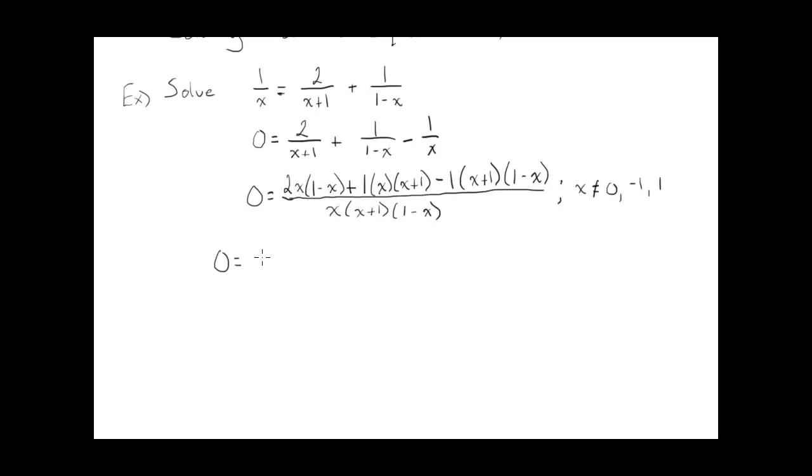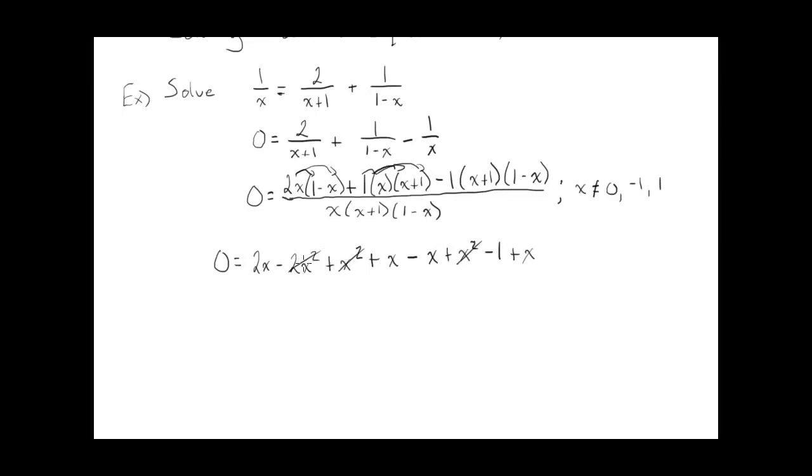While I do that, I'm going to expand. So I have 2x minus 2x squared plus x squared plus x. So what I'm doing here is I'm expanding. And then this one here I'd have minus x plus x squared minus 1 plus x.